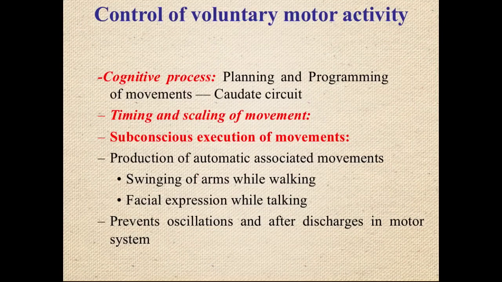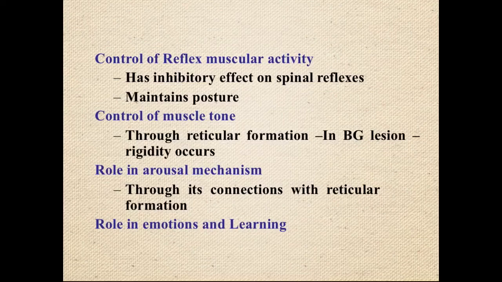Second is control of the reflex muscular activity. Basal ganglia exerts inhibitory effect on the spinal reflex, and regulates the activity of muscles which maintain the posture. So, it has inhibitory effect on the spinal reflexes. Whatever those reflexes are happening, they have central control, and that central control is inhibitory via the basal ganglia, and via this activity it maintains the posture.